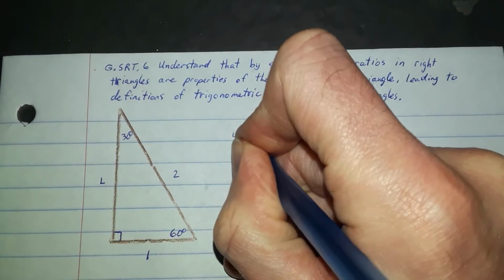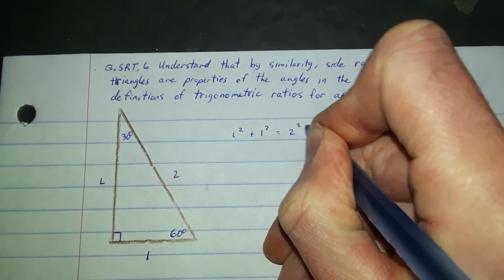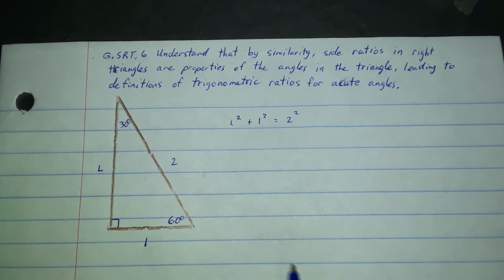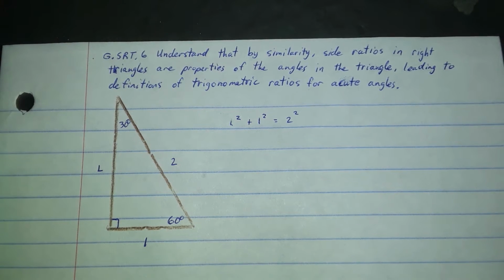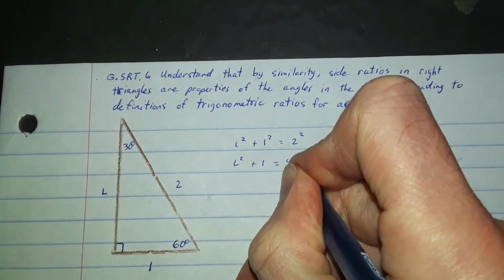So we're looking at L squared plus 1 squared is equal to 2 squared. So this is the first leg, the A side, this is the B side, and then this is the hypotenuse. So we want to solve for this L value. First of all, we're going to take everything to the second power. According to order of operations, we do the parentheses first and then exponents. We don't have parentheses, so we're doing exponents. So L squared plus 1 equals 4.